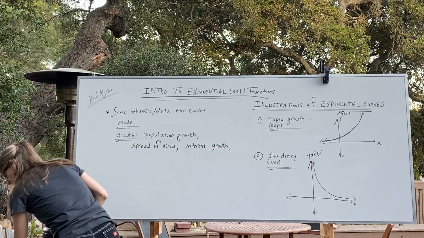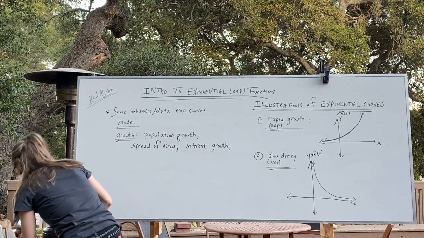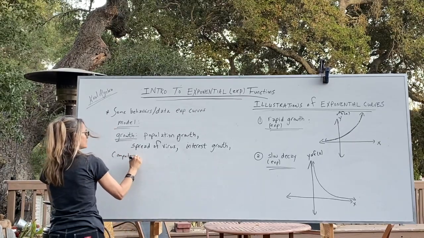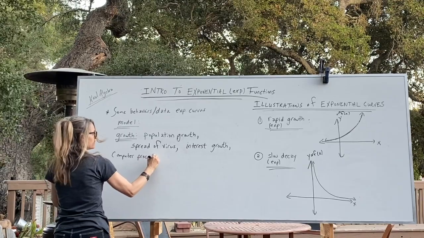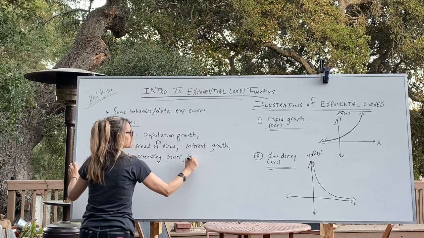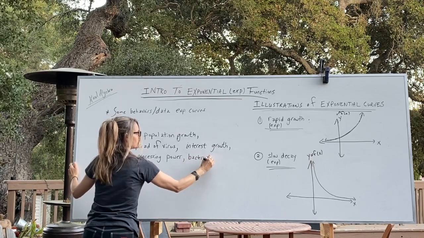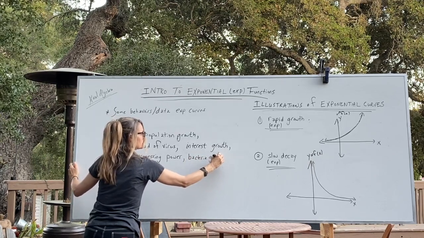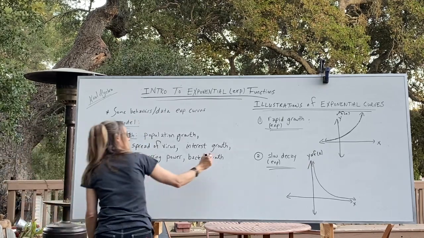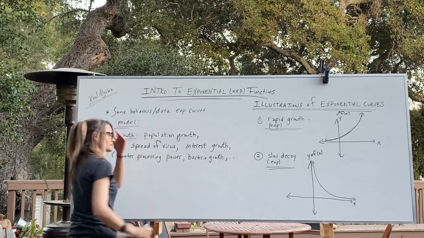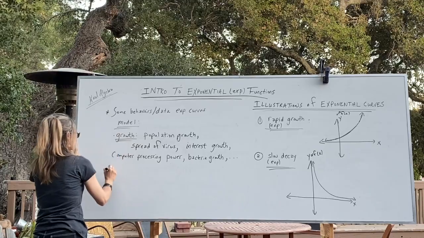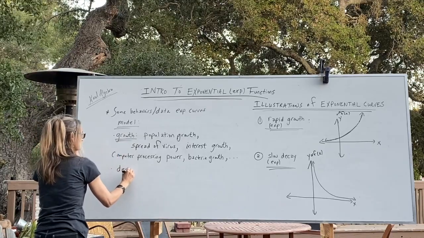And let's see, a few others. We have computer processing power. We have bacteria growth. Bacteria can grow really, really quickly. And those are some of our main ones. Okay. You can look those up, and there's plenty of good stuff there to model. So that's growth. So decay, decline.